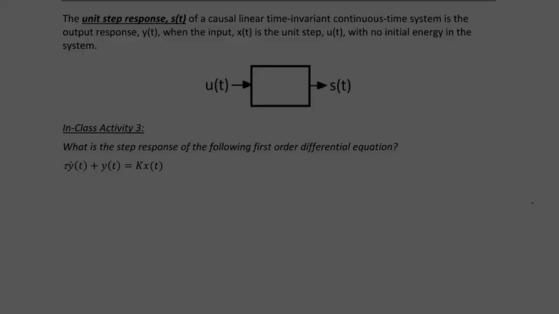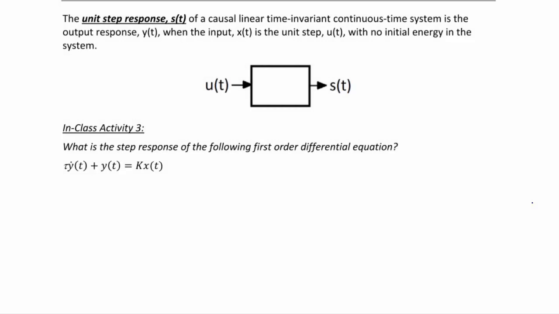The unit step response s of t of a causal linear time-invariant continuous time system is the output response y of t, where the input x of t is the unit step with no initial energy in the system. What is the step response of the following first order differential equation? So we have tau y dot of t plus y of t equals k x of t. So the first thing we do is we rewrite this differential equation using s of t and u of t.